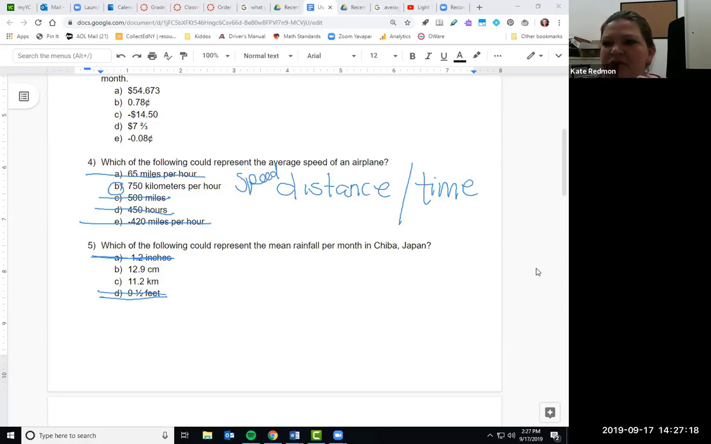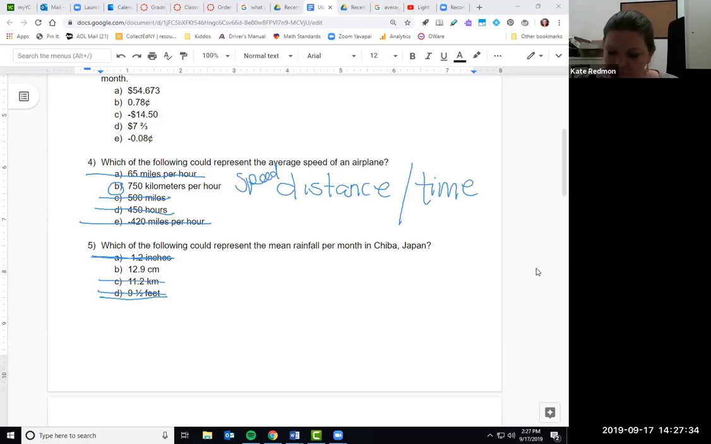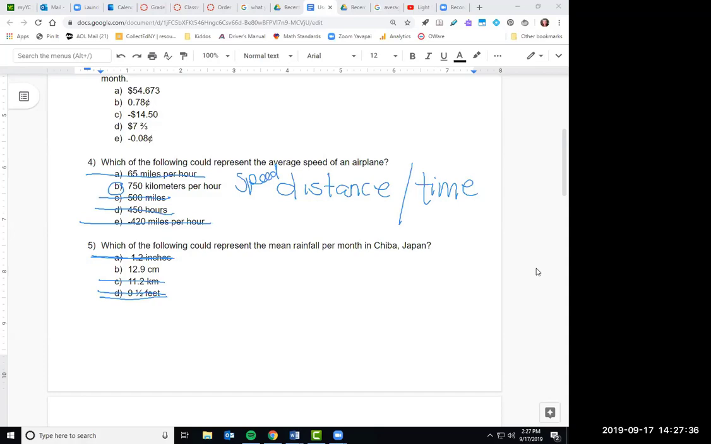Especially for a mean, for an average. I suppose if there was a flood. So then what else can I rule out? 11.2, absolutely. Why do you want me to rule out the 11.2, sir? Because it's kilometers. A kilometer is even bigger than a foot.